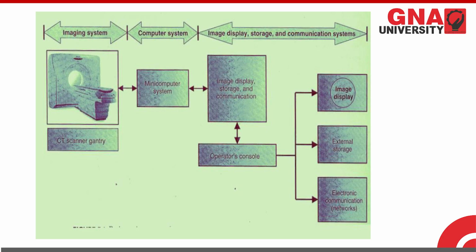Third, once the image has been formed, we need some devices through which we can visualize those images. That is the third division of CT instrumentation, known as image display, storage and communication. We not only need to display these images, we also need to store them for future reference. For that reason, the third division of instrumentation is known as image display, storage and communication.